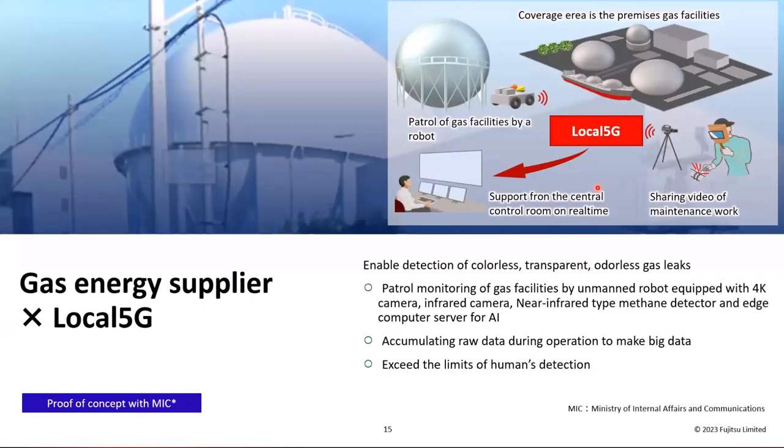Next, I will explain the outline of smart safety that enables detection of colorless, transparent, odorless gas leaks. There are three contents. The first is patrol monitoring of gas facilities by an unmanned robot equipped with a 4K camera, infrared camera, near-infrared type methane detector, and edge computer server for AI. The second is accumulating raw data during operation to make big data. The third is exceeding the limits of human detection.